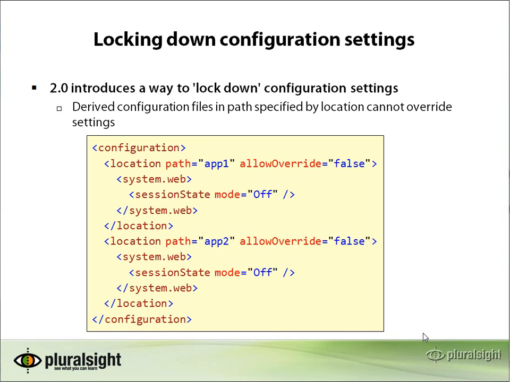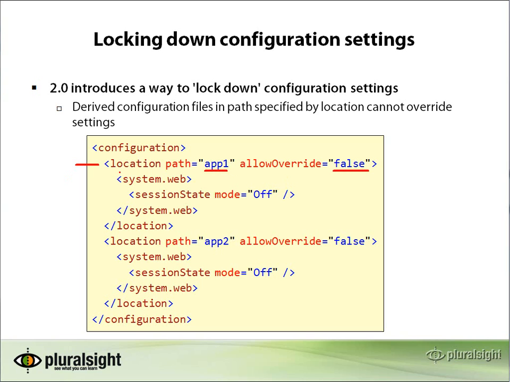So in version 2 of ASP.NET, they introduced the ability to lock down configuration settings at a higher level in the configuration hierarchy. So the way this works is you add a location element into your configuration file. And again, this would probably be the machine level or perhaps the site level. So you're going to apply this to a bunch of applications below you. And what you can do is specify the name of the application. That's the same as the name of the application in IIS. And then disallow certain attributes from being changed by specifying allow override equal to false.